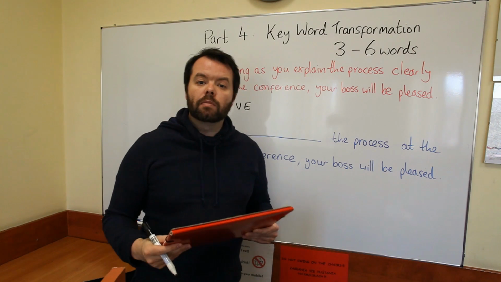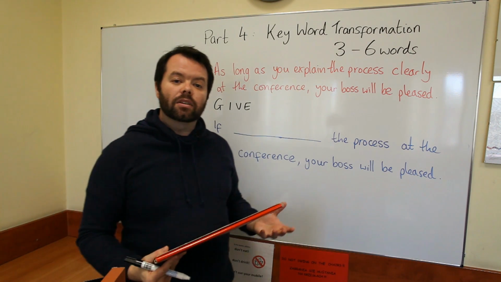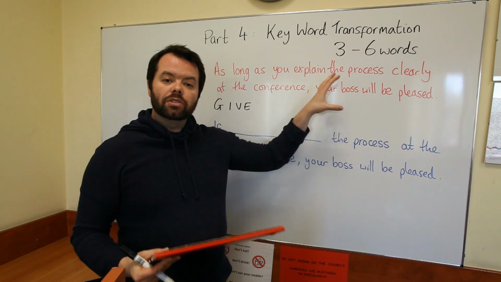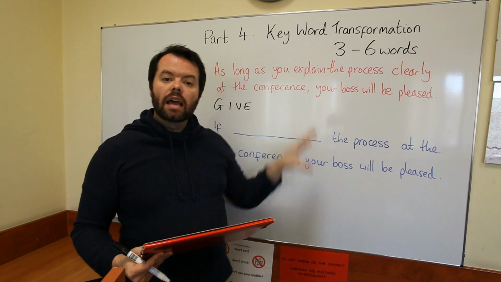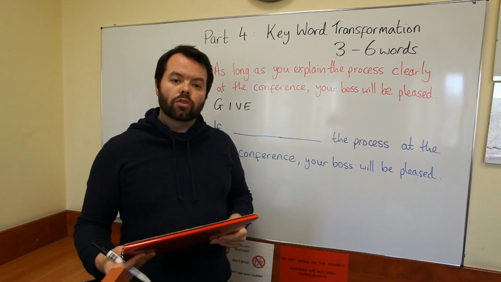The second thing to remember is that in terms of the meaning, the 2 sentences must be identical. Don't leave any information out. If in the original sentence you find the name of a person and it's not given in the second sentence, you need to remember to transfer that across.